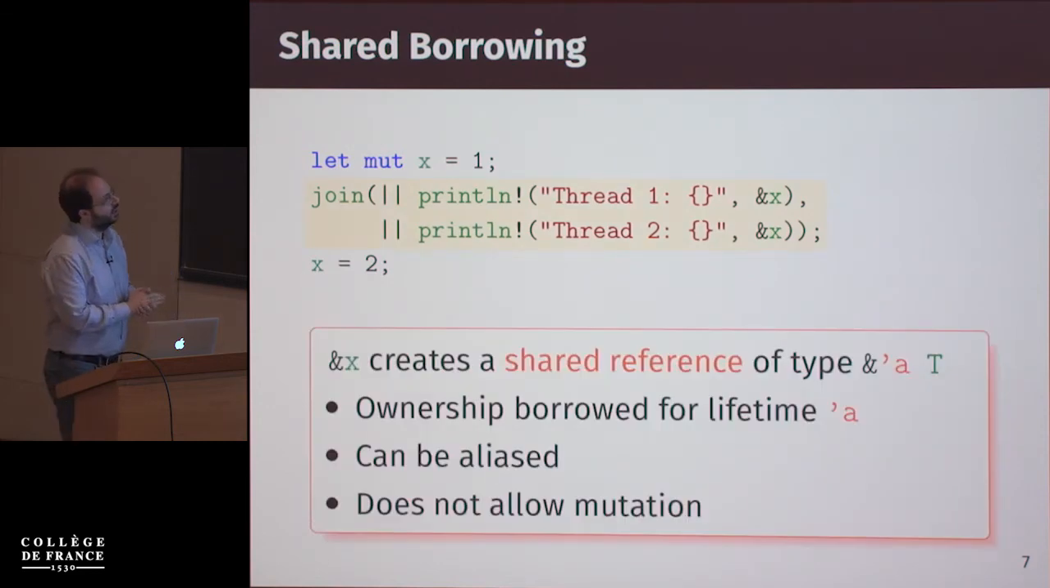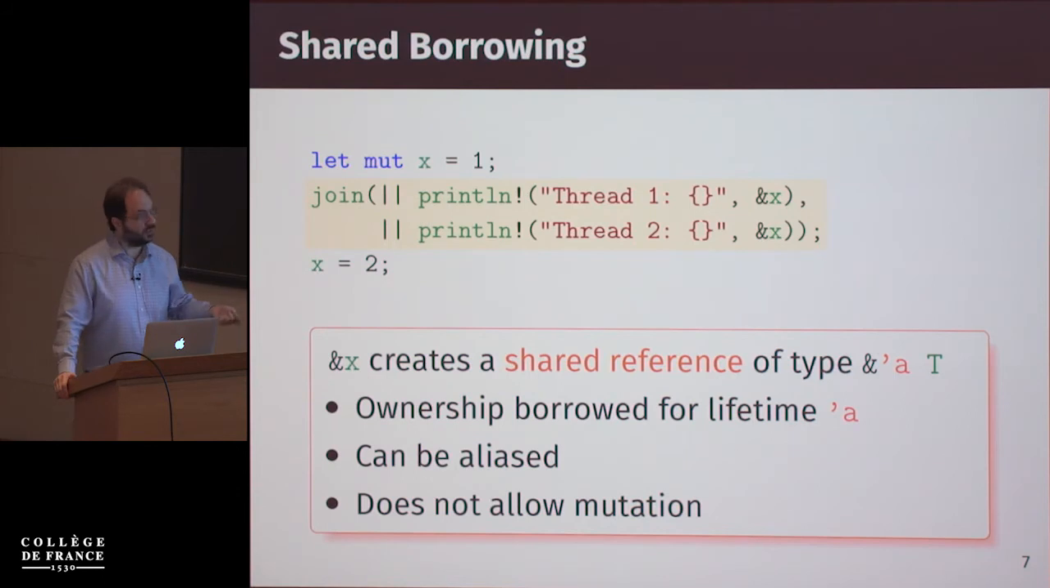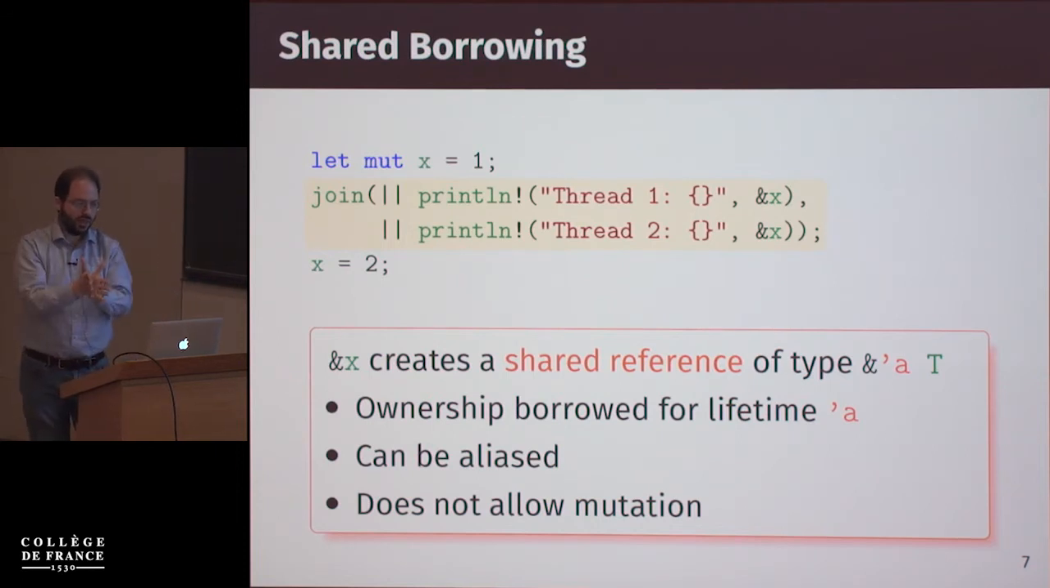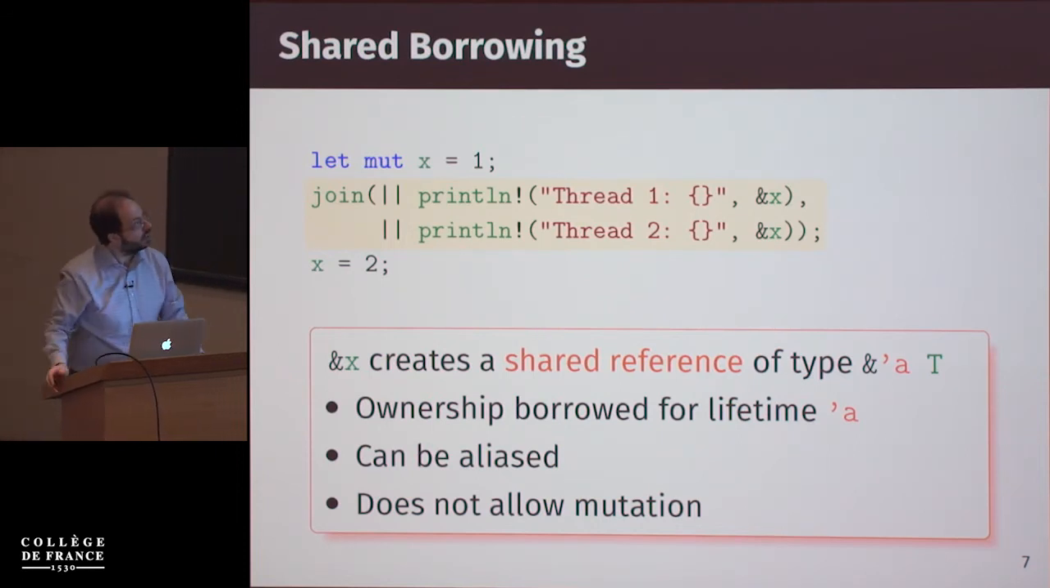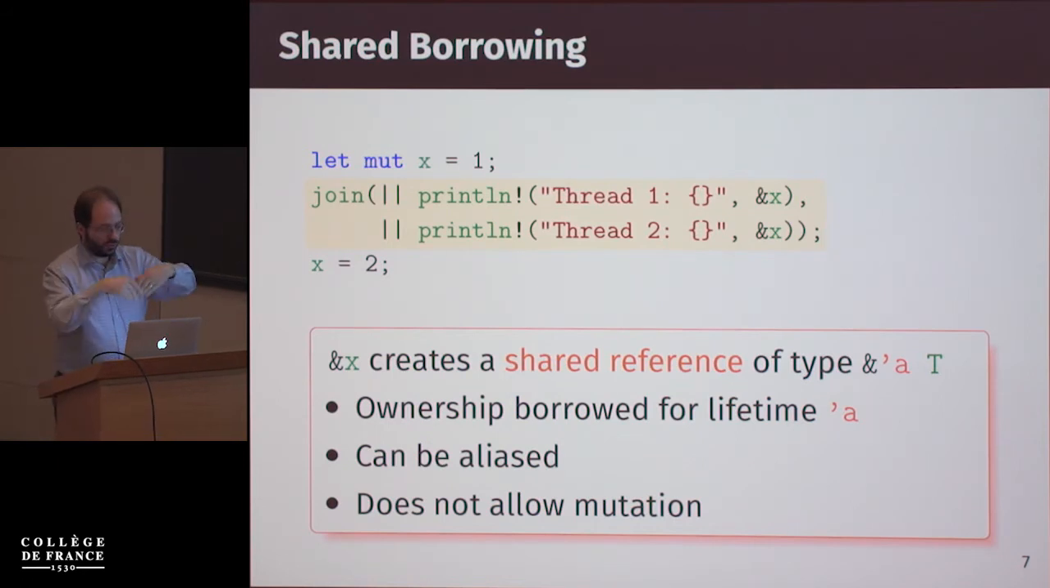There are a couple of things to notice here. When you write &x, this creates a shared reference of type &T, so there's no mut, which means this is a shared reference. Again, the ownership is just borrowed for the duration of some lifetime, and the compiler figures out the minimal lifetime that will encompass the uses of that shared reference. In this case, that minimal lifetime is the duration of the join. The join just means you spawn these two threads, and when they're finished computing, then you continue. This allows these threads to access x at the same time, because that's perfectly fine as long as they're just reading x, not mutating it.